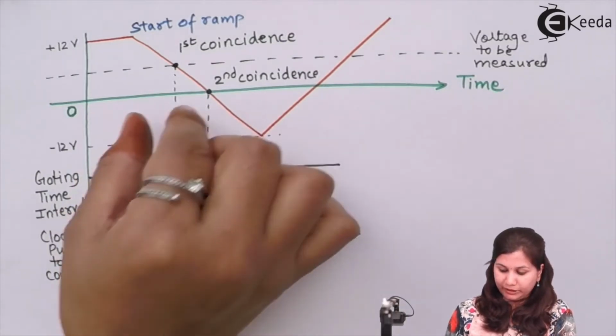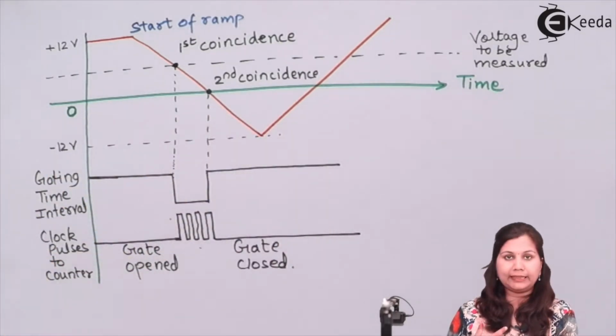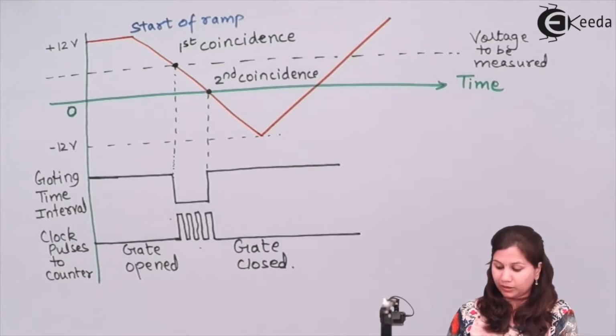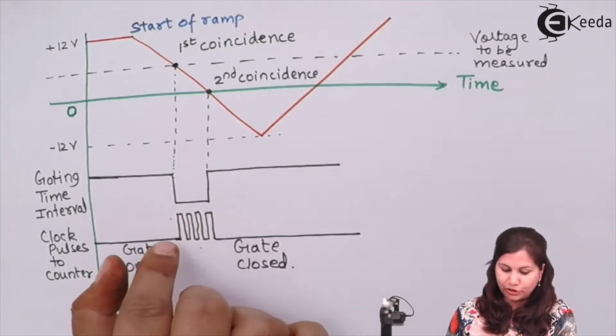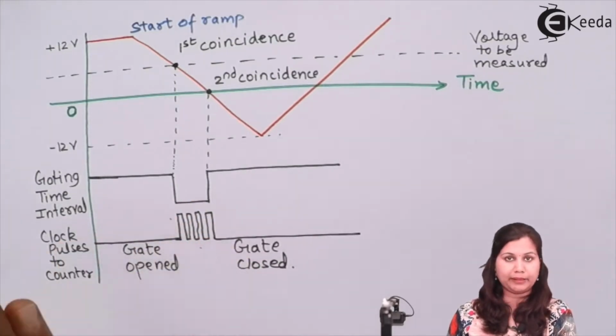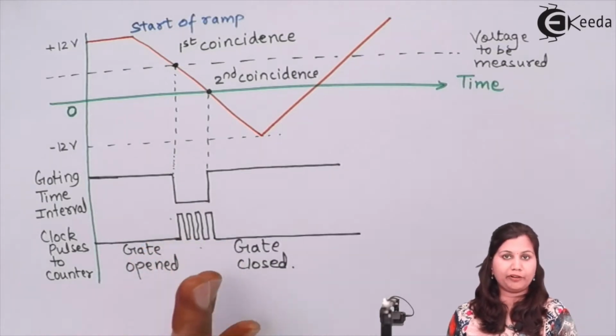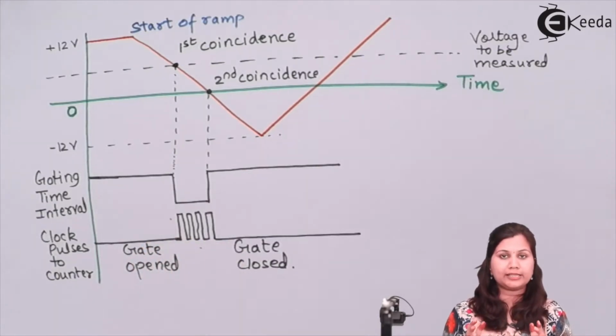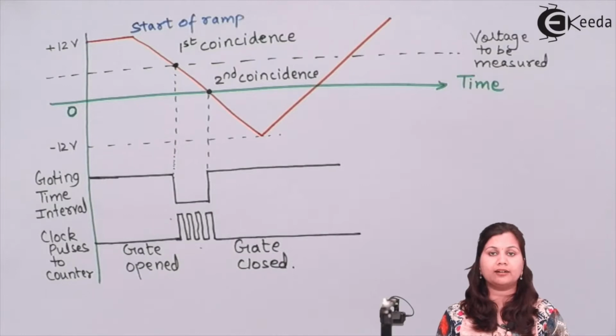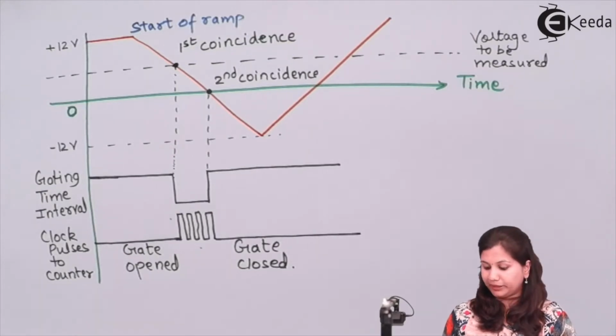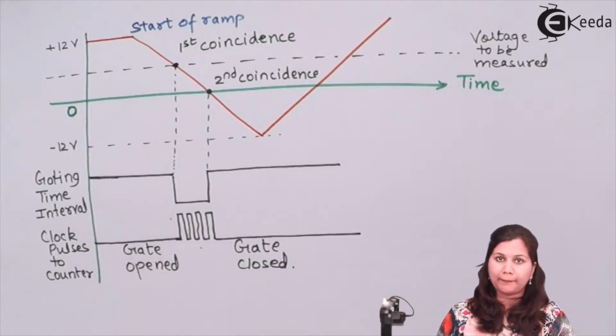Now this time interval is measured by an electronic time interval counter, and the number of pulses which have passed through it will be displayed on the counter. Okay, we are having a digital display. Counter is counting these number of pulses, so that digital display is going to give us the readout value or the numerical value of these number of pulses.